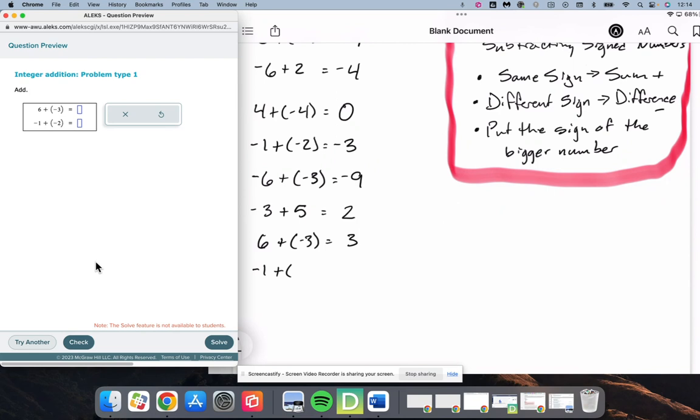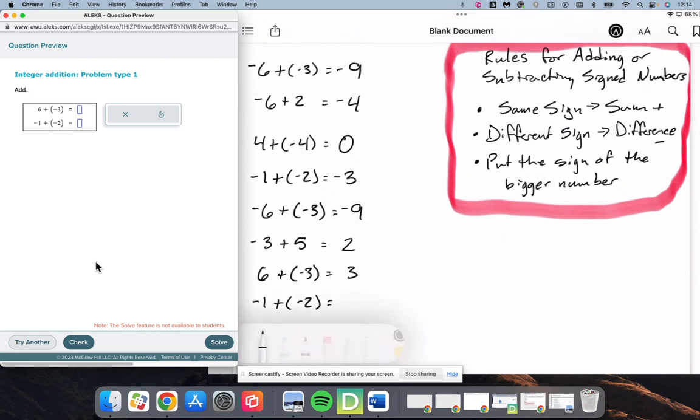-1 plus -2. We see that the signs are the same. So we're going to find the sum. Again, -1 and -2 are both negative. Their signs are the same. The sum, which means to add 1 plus 2, is 3. We put the sign of the bigger number. 2 is bigger than 1. It's negative, so the answer is negative.